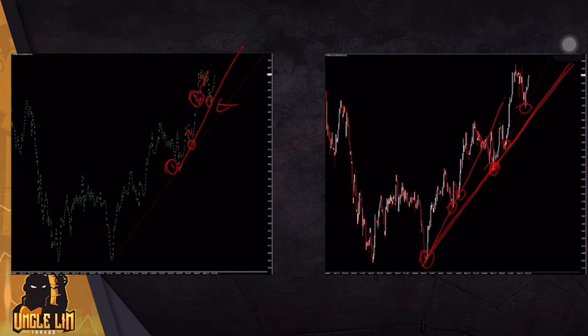So this is uptrend. As for downtrend, we take from here. There's a 1, there's a 2, there's a 3 here. This is the breakout trend line. Uncle will explain after this on how to use all of these tools.